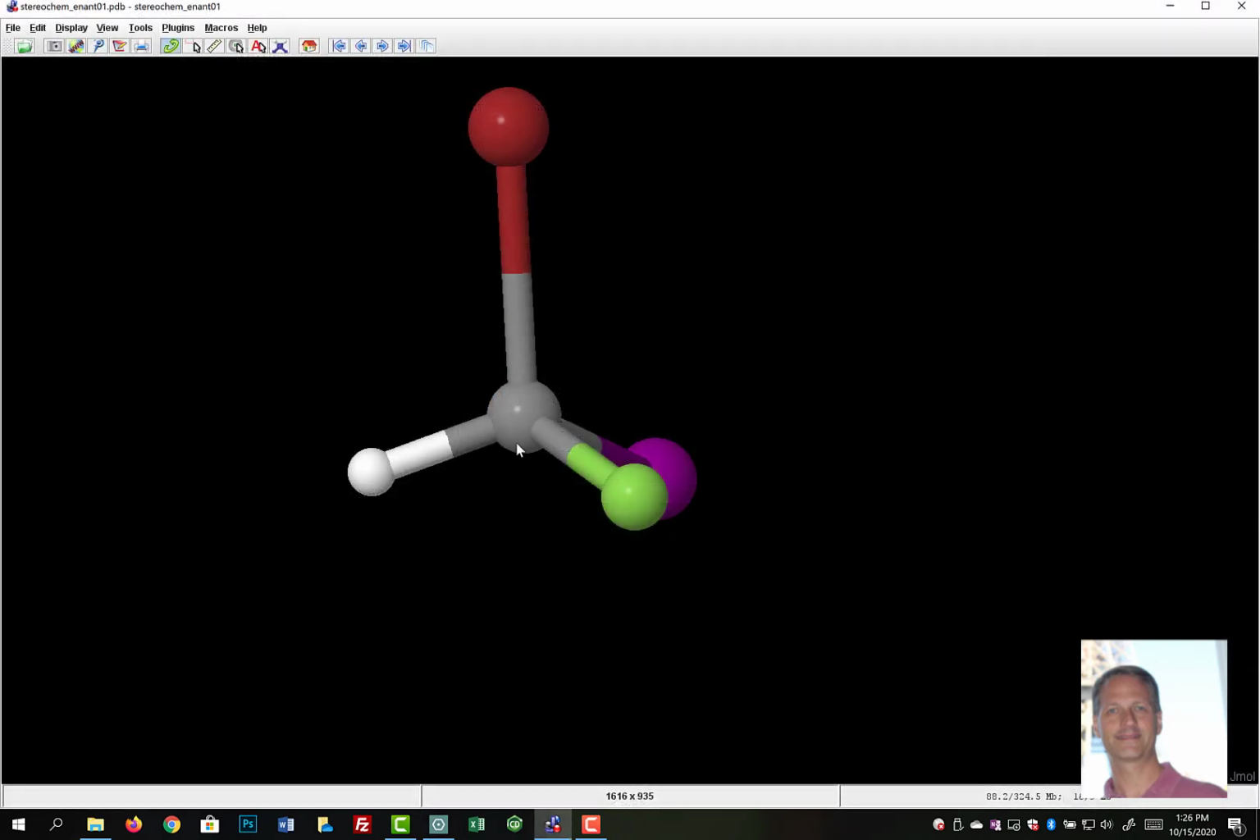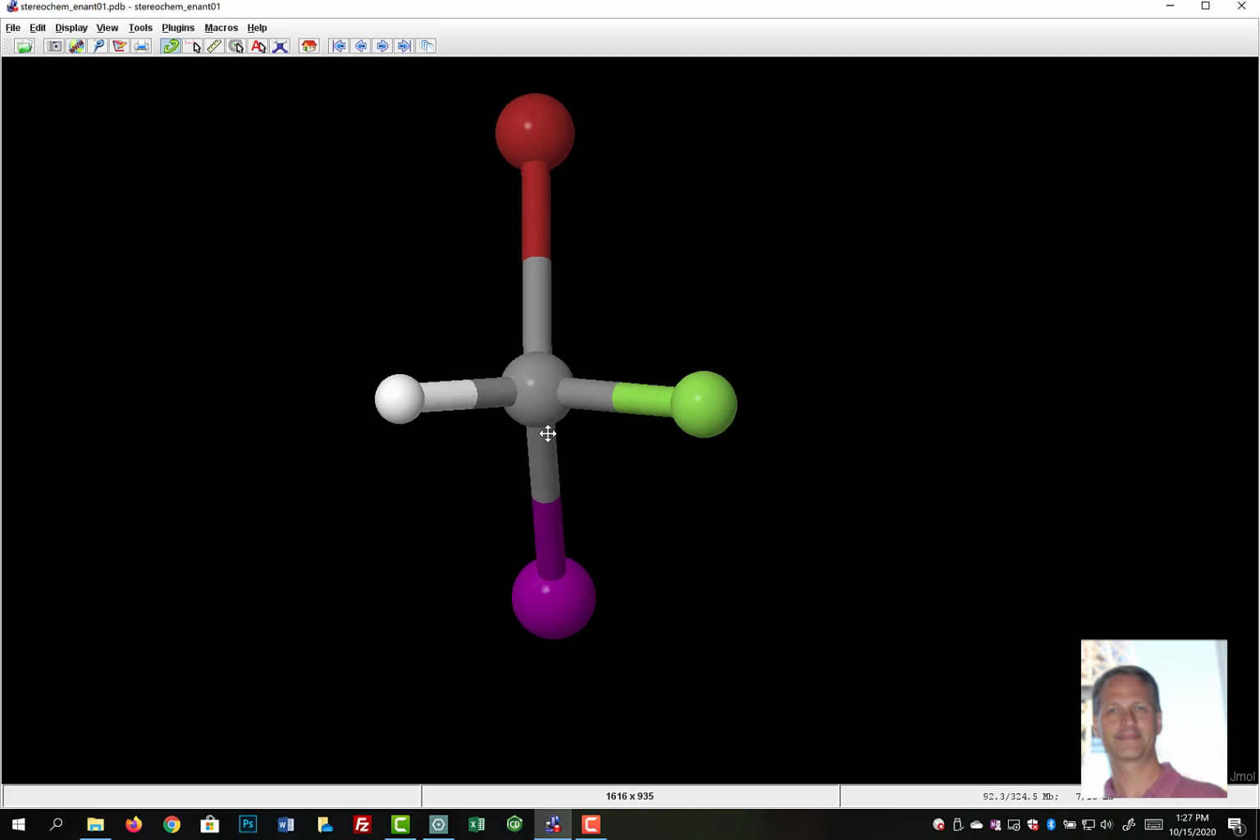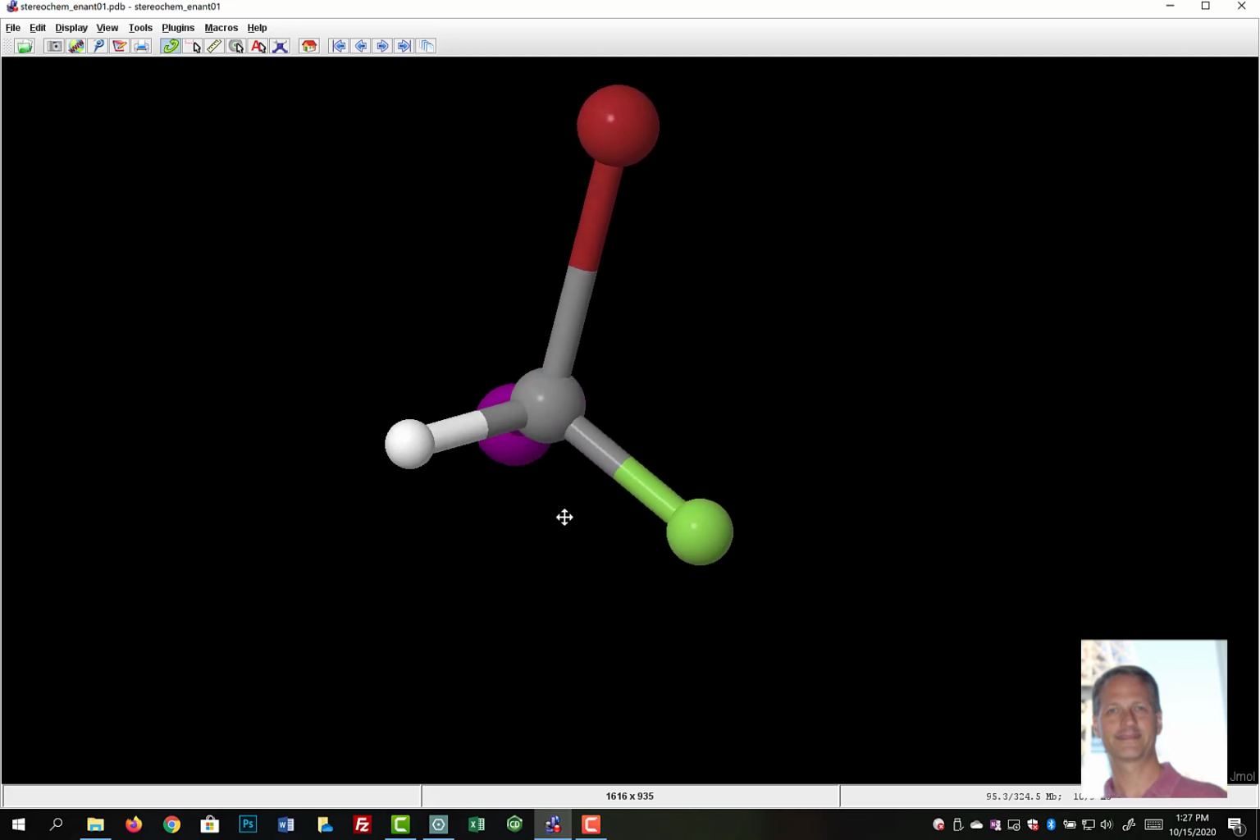So this is a drawing of that structure that we had on the previous page. So remember, we want to look down this bond right here. This top carbon is your COOH. This back carbon back here is your CH3. That's going to be your backbone. And what we want to do is we want to orient it just like this. Okay, so again, that's the angle that we're looking at it, right?